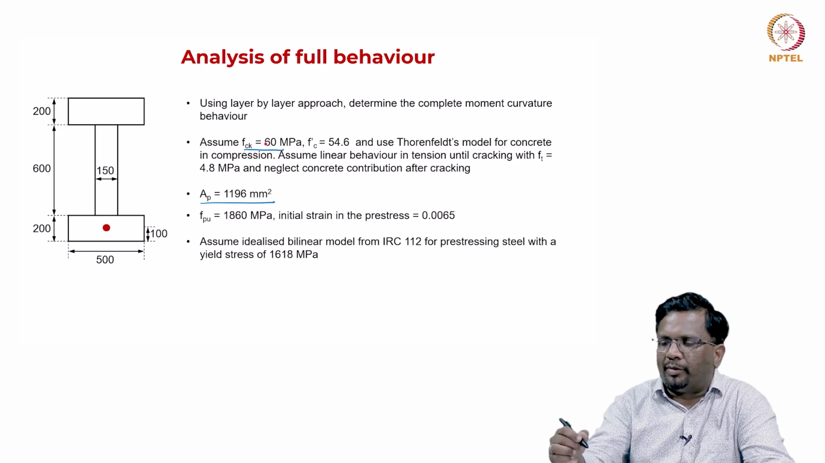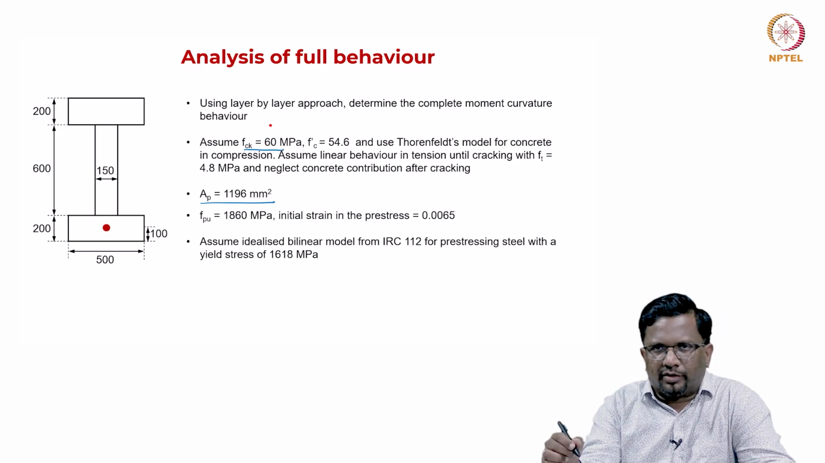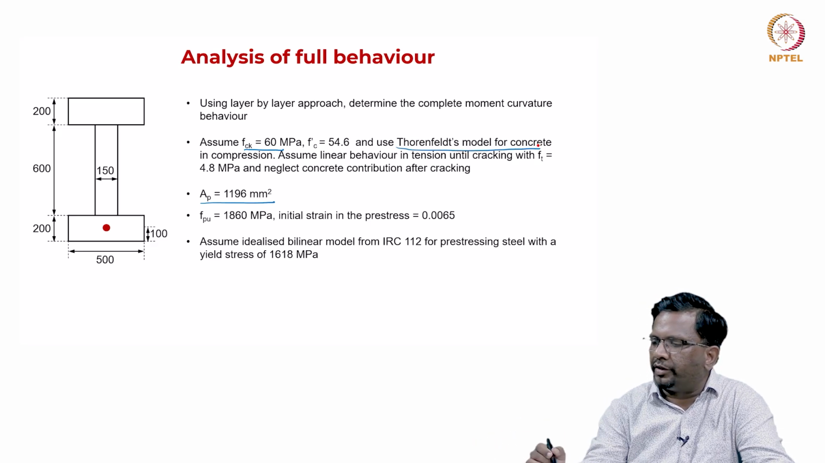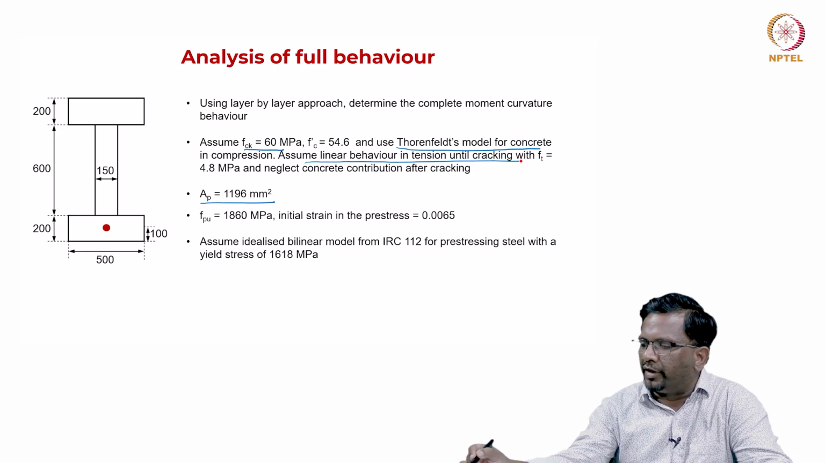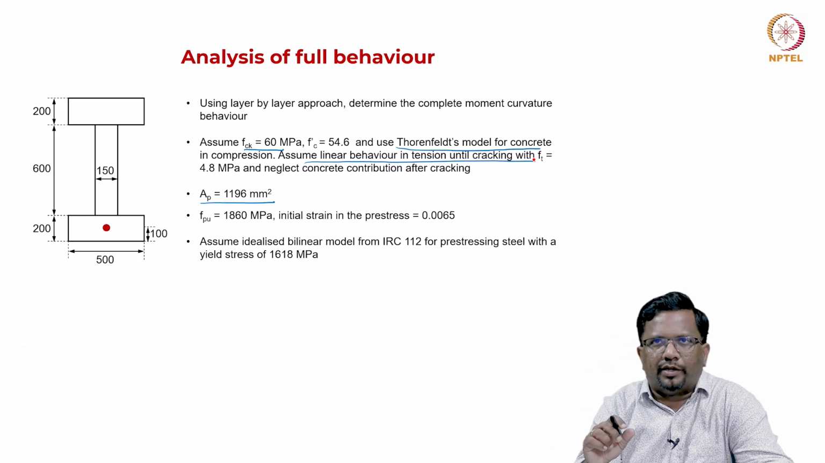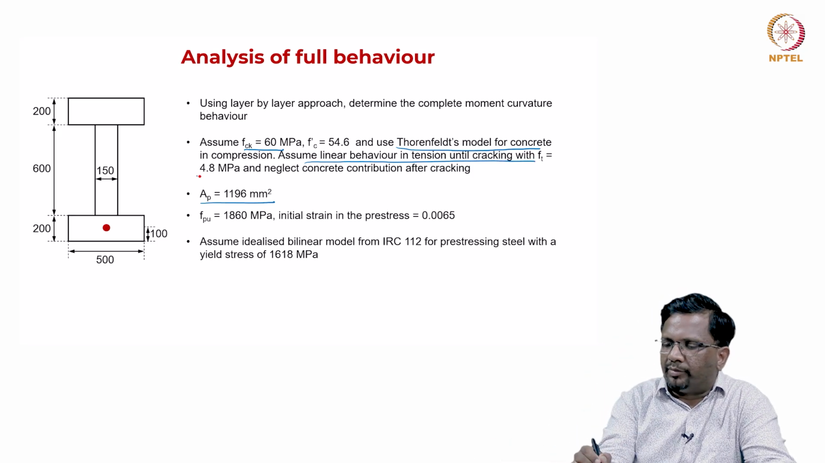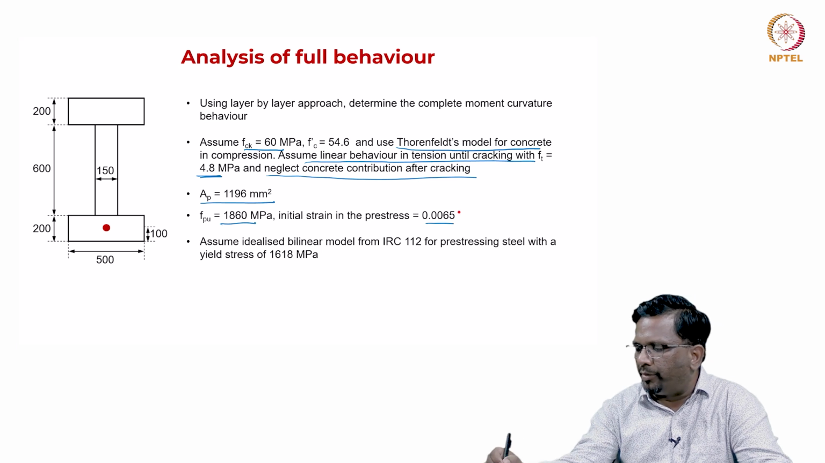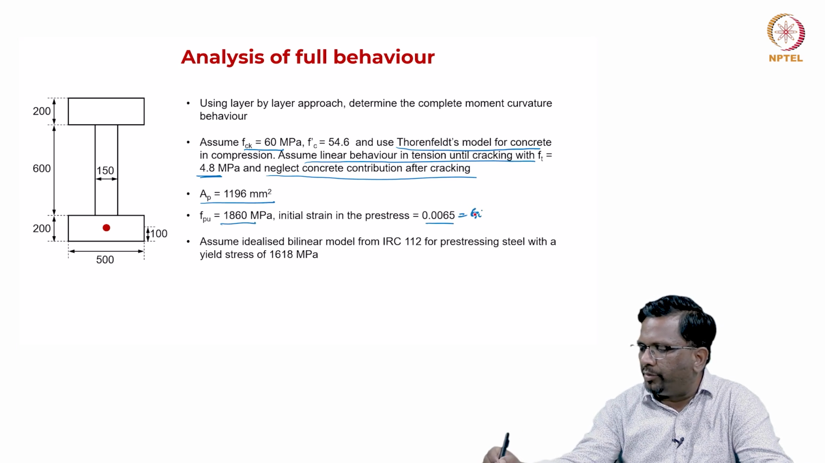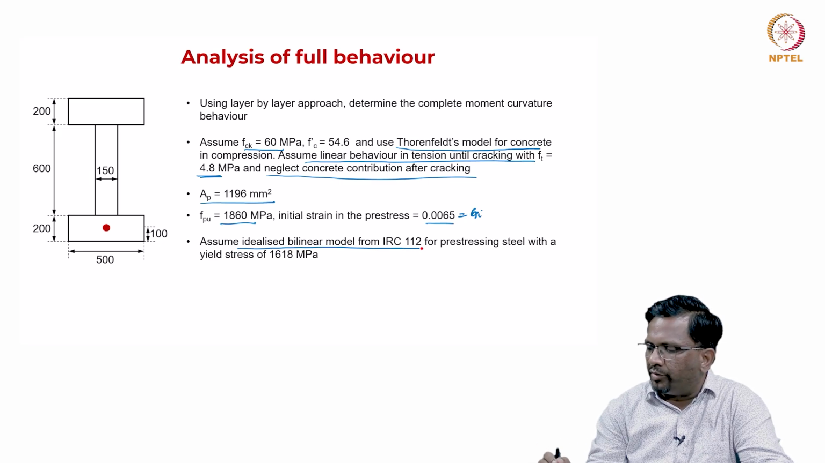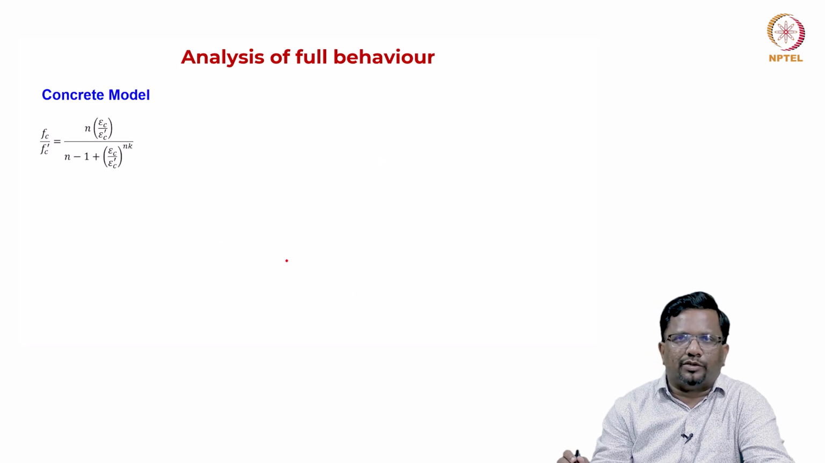Now, when you have 60 megapascal, you cannot really use parabolic model strictly, right. You have to use Thorenfeld's model. So, we are going to use Thorenfeld's model for concrete in compression, and I am going to assume linear behavior in tension until cracking. Concrete will also contribute in tension up to a certain value, after that it will crack, right. The modulus of rupture, or tension strength, is 4.8 megapascal, and after that we are going to ignore the concrete, right. Ultimate strength is 1860, and initial strain epsilon pi is already given as 0.0065, and we are going to use the idealized bilinear model from IRC 112 with the yield stress of 1618. So, same like what we have done.